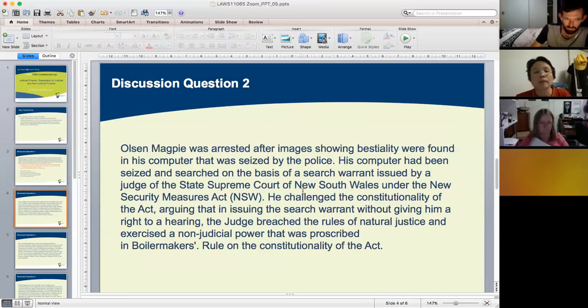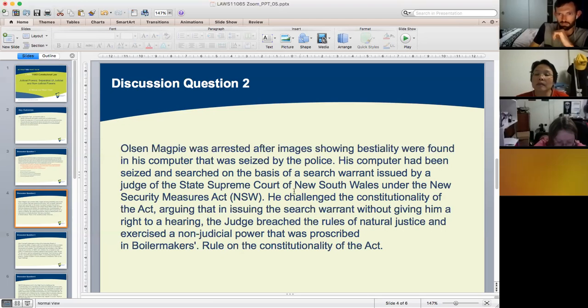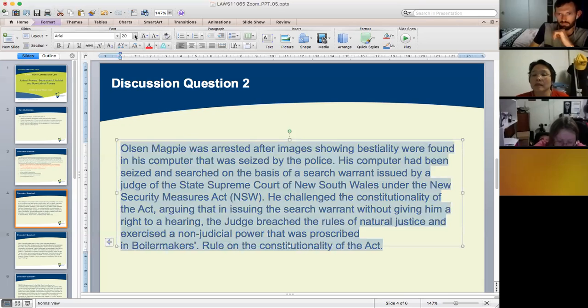Okay, question 2. Olsen Magpie was arrested after images showing bestiality were found in his computer that was seized by the police. His computer had been seized and searched on the basis of a search warrant issued by a judge of the State Supreme Court of New South Wales under the New Security Measures Act, New South Wales. He challenged the constitutionality of the act, arguing that in issuing the search warrant without giving him a right to a hearing, the judge breached the rules of natural justice and exercised a non-judicial power that was proscribed in the Boilermakers case. Rule on the constitutionality of the act.